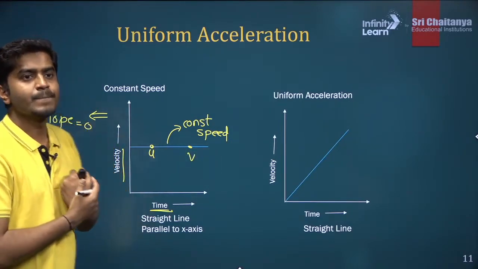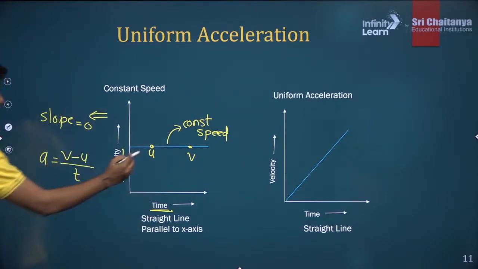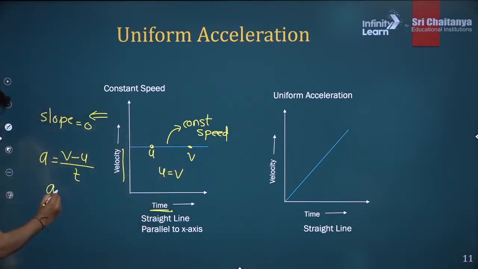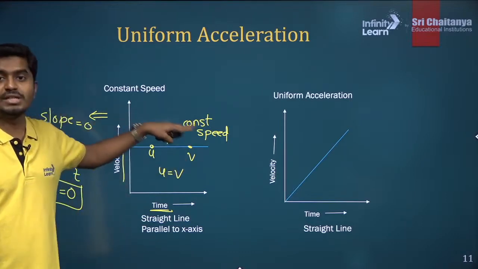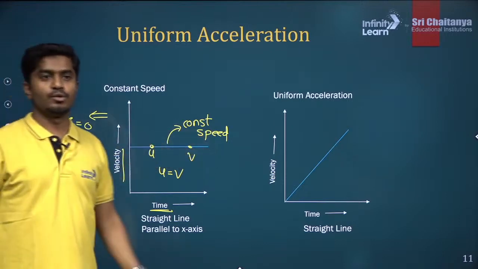So what is the acceleration? Acceleration is v minus u divided by t, but in this case u is equal to v. So the acceleration here is 0. So for uniform motion or motion with a constant speed, acceleration is going to be 0. Clear?